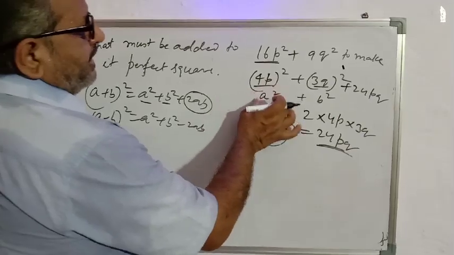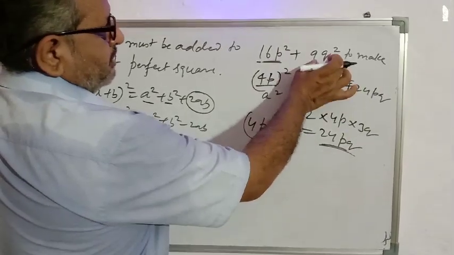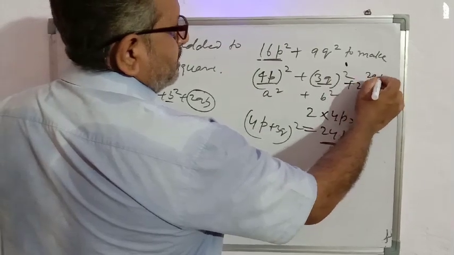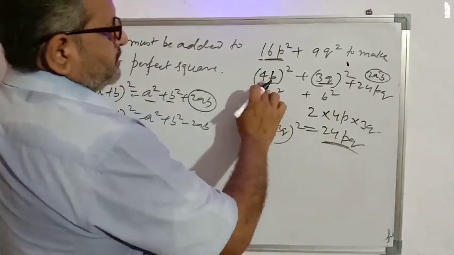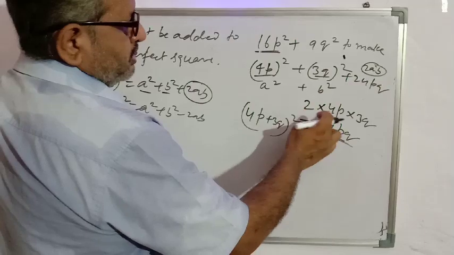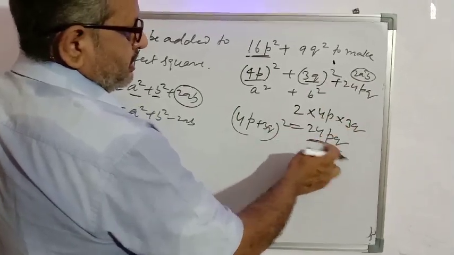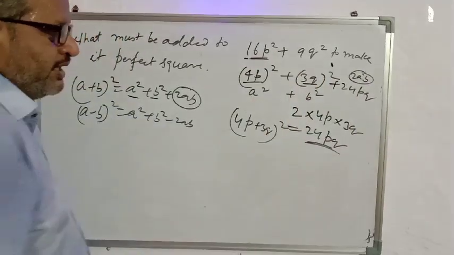So here a square is given, b square is given. To make it a perfect square, we want the 2ab term. So a is 4p, b is 3q. So 2 into a into b, 2 into 4p into 3q. 2 fours are 8, 8 threes are 24pq. We will add it to make it a perfect square.